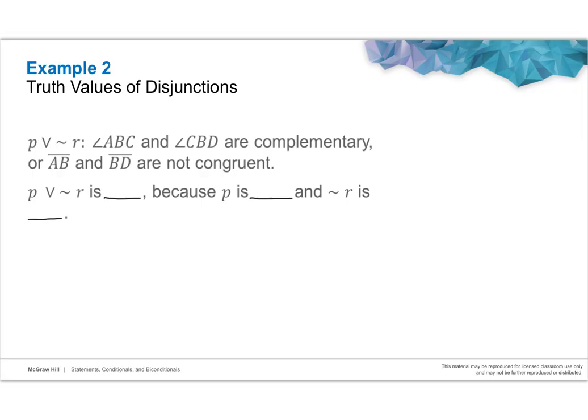So what is the truth value here? P or not R is going to be false because P is false. Those angles are not complementary. If we were to look at them from the diagram, we can see they make a linear pair. So they are supplementary, not complementary. And not R, AB and BD's segment measures, they have tick marks on them. So they are definitely congruent. And so we would say that that not R is false as well.